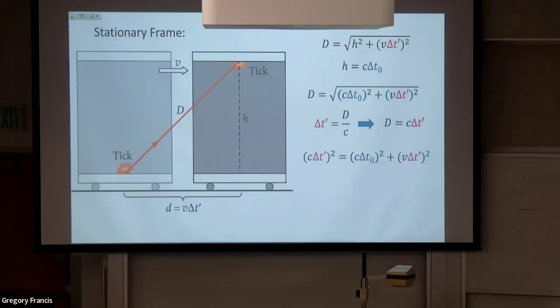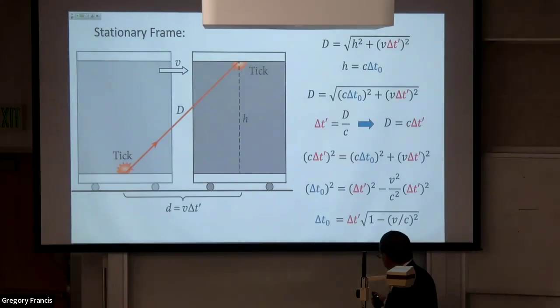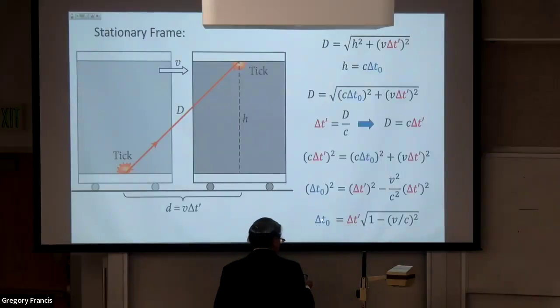If I plug that in for d and I square both sides, I get this equation. And you can go back and read this, or you already did when you prepared for class today. Now, if I put all the red delta t primes on one side of the equation and all the blue delta t zeros on the left side of the equation, I get this. And then I can write this.